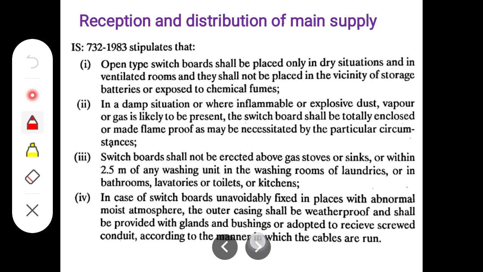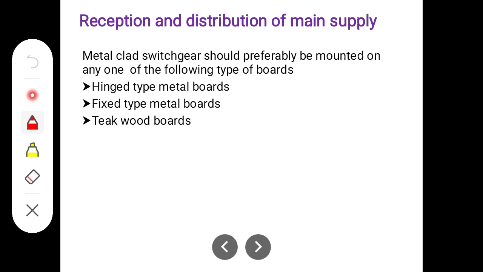Metal clad switchgear should be preferred, mounted on a non-flammable board. There are hanger type metal boards, fixed type metal boards, and teak wood boards. It depends upon our economy. Mostly teak wood boards are used. If it is the concealed type, then fixed type metal boards are used.